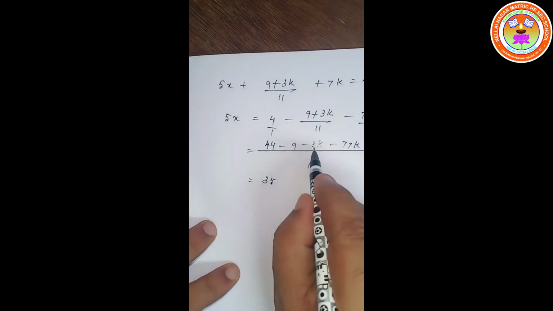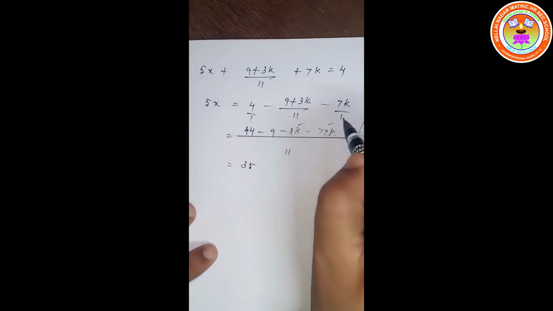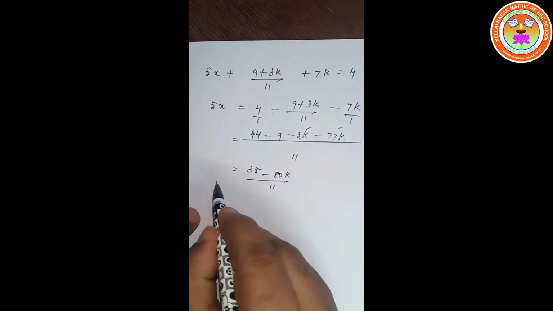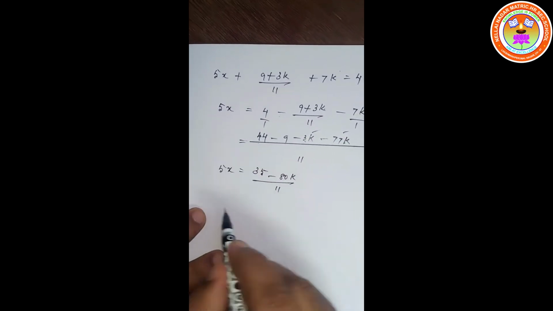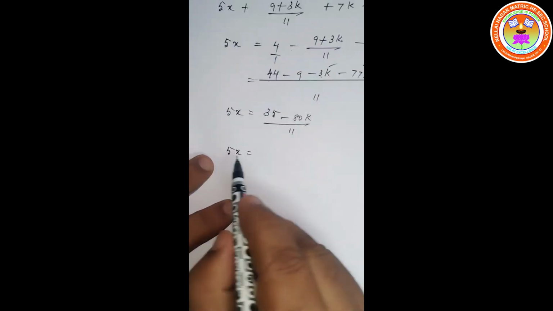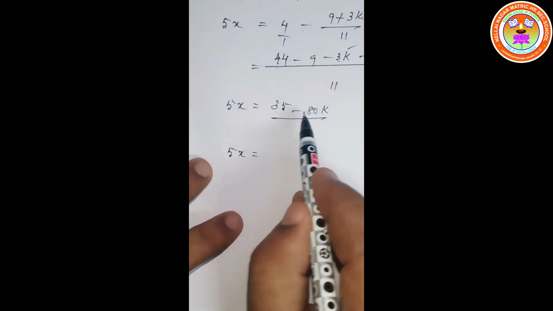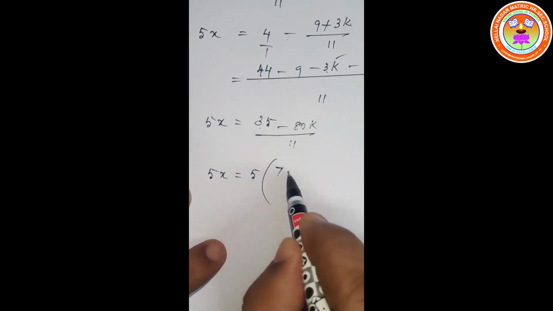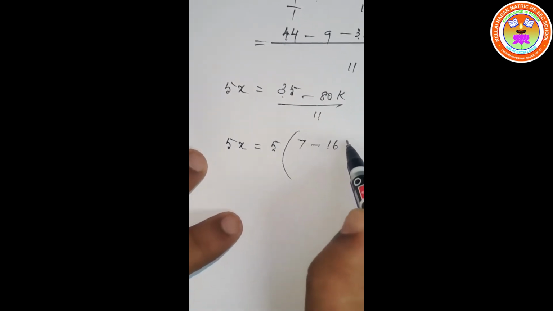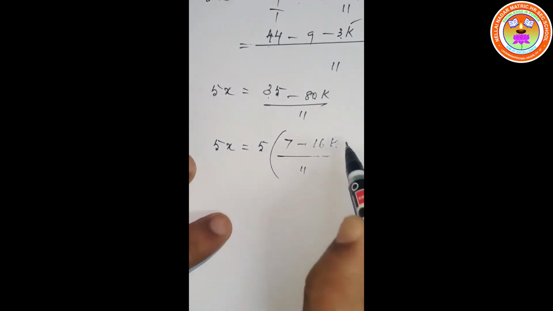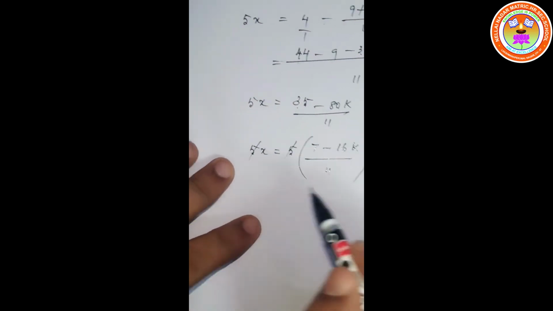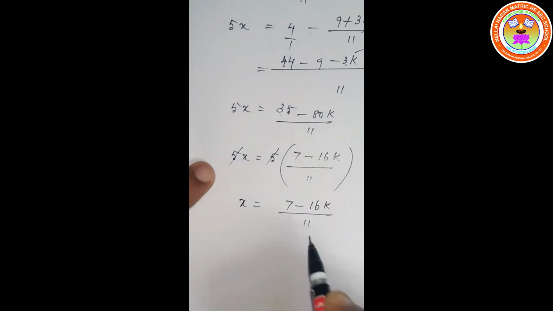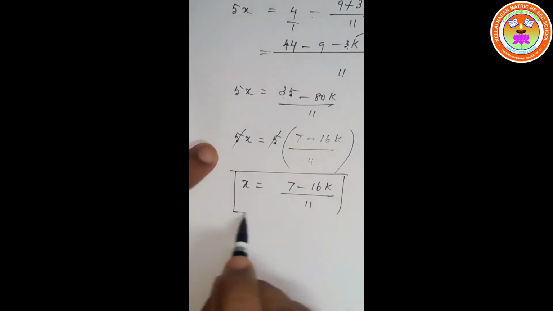35 minus 3k minus 77k, same family, add together, minus 80k divided by 11, that is the value of 5x. So 5x is equal to 35 and 80, which one is common? We can take 5 as common: 7 minus 16k divided by 11. Both 5s get cancelled. Now we can write x is equal to (7 minus 16k) divided by 11. Now we got the value of x also.